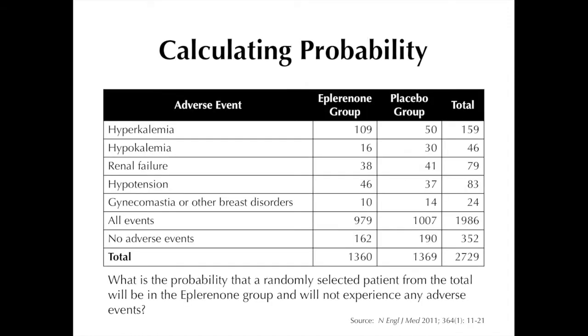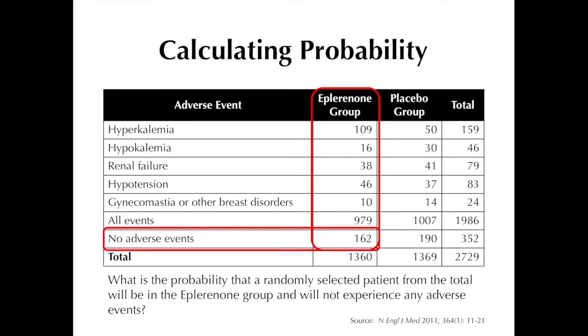Now, what if we want to know the probability that a randomly selected patient from the total will be in the eplerenone group and will not experience any adverse events? Take note of how the conditions were stated. Take note as well that we now have two characteristics or events that occur simultaneously. That is, being in the eplerenone group and not having any adverse events. From the contingency table, we see that 162 patients have these two characteristics in common.